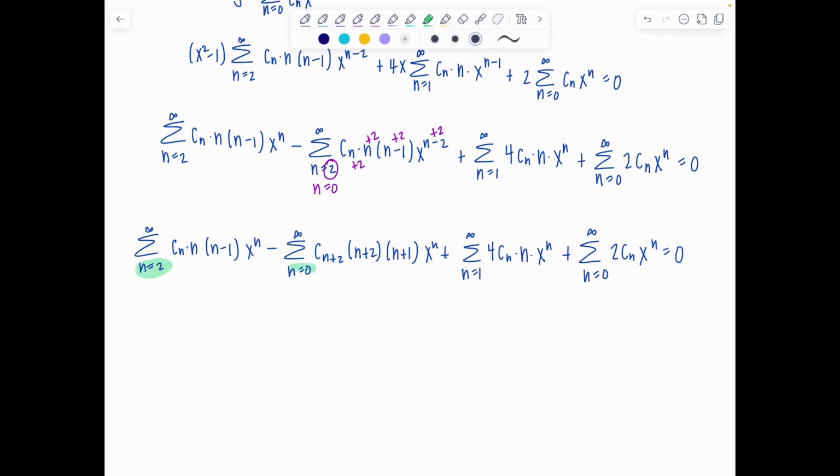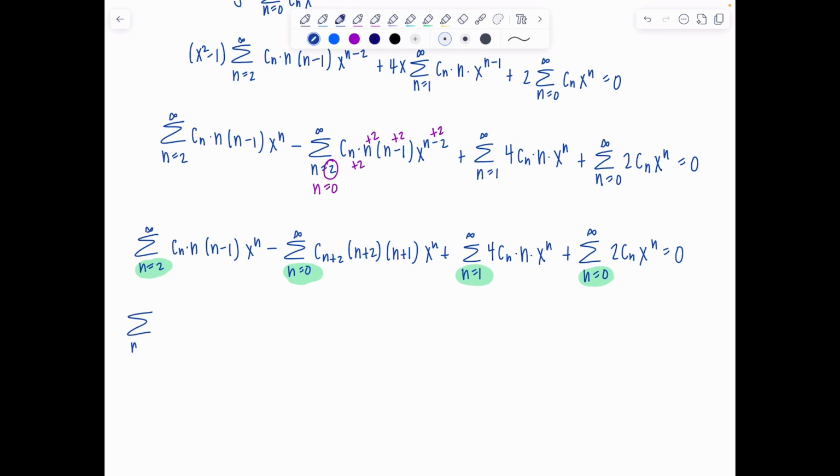Next order of business. All of these need to start at the same place. You're not going to shift any indices because then that would undo what you just did. And we want to preserve the fact that all of these are beautiful x to the n's. Don't mess that part up. So what do we do? Well, whatever one starts at the highest index, n equals 2, that's where the rest of them are going to need to start. So I'm going to write out n equals 0 and 1 separate from the sum. So this one can start at 2, same thing here, same thing here. Okay, so here we go.